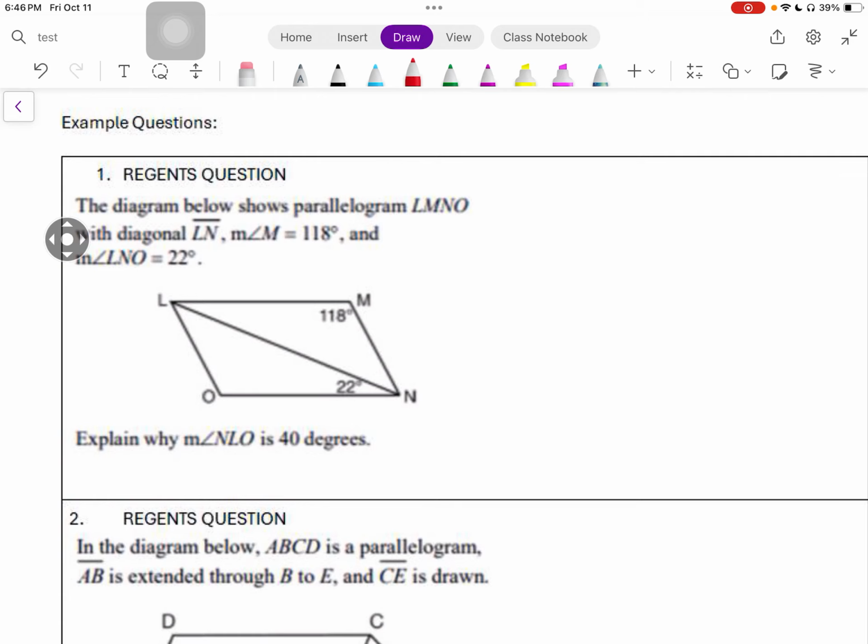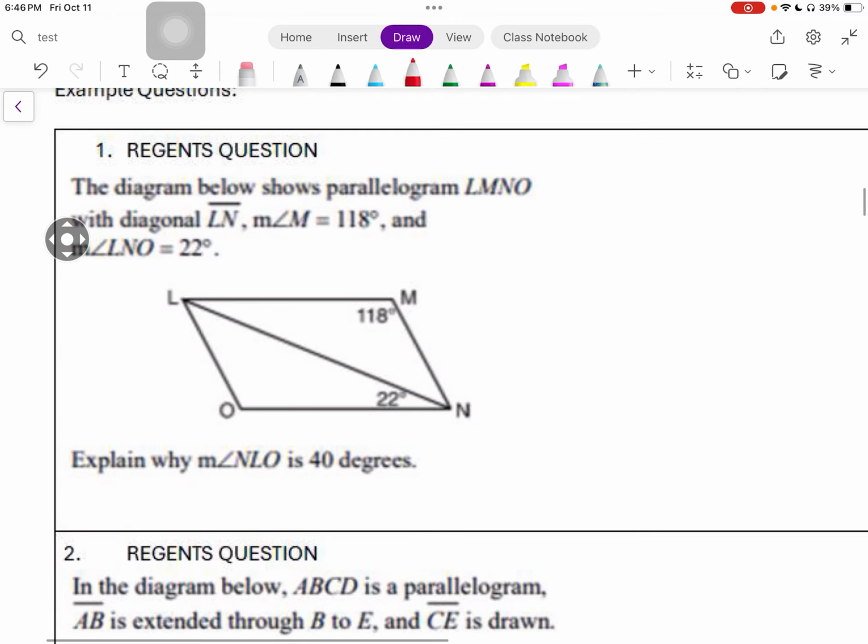All right, so first one, a Regents question. The diagram below shows parallelogram LMNO with diagonal LN. Angle M is 118, and angle LNO is 22. Explain why angle NLO is 40 degrees. So I like to go through the math to figure out how I would find angle NLO.